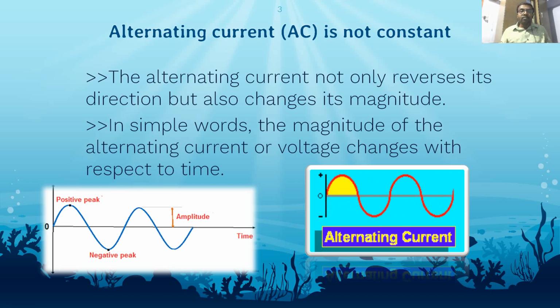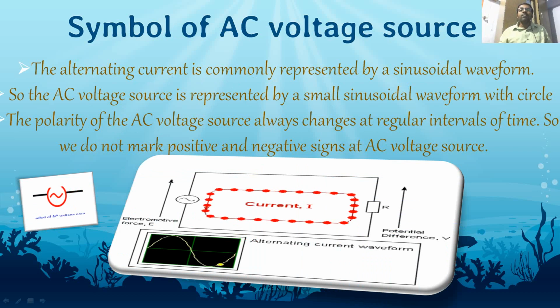Okay. In this next slide, we are going to see the symbol of AC voltage source. That means AC current. Okay, because of the AC voltage only AC current is there, right? Fine. So it is represented by the sinusoidal waveform. There are many waveforms available in electrical engineering: sinusoidal waveform, square waveform, rectangular waveform. Okay, so many formats are there.